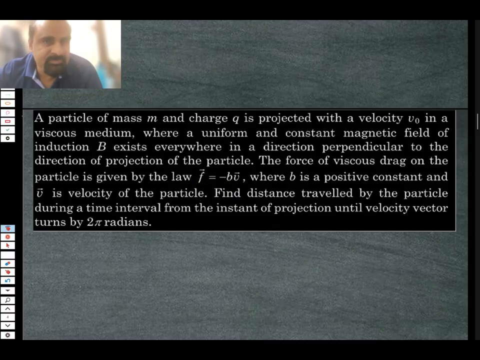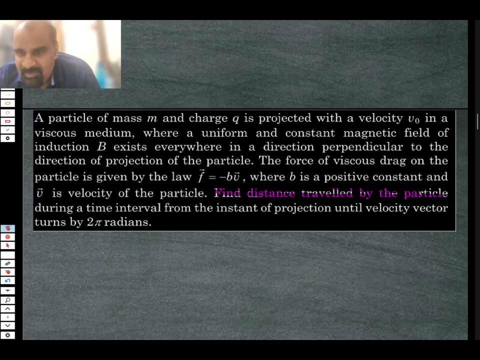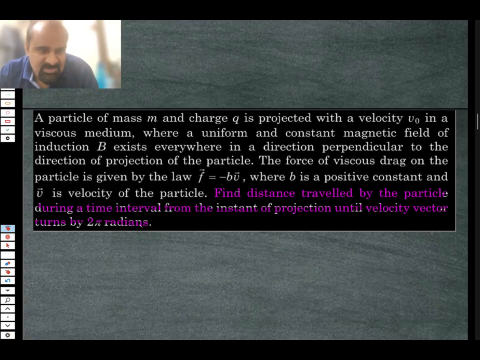Now the thing they are asking is, let me highlight it. Find the distance traveled by the particle. Distance, okay, not displacement. Distance traveled by the particle during a time interval from the instant of projection until the velocity vector turns by 2 pi radian.